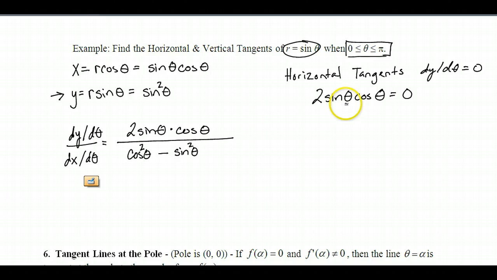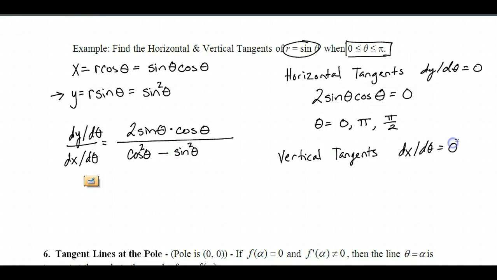So when does sine of theta equal 0? Well, that's when theta is equal to 0 or pi or 2 pi, etc. But I know I'm just going from 0 to pi. When does cosine of theta equal 0? That would just be pi over 2 for that domain that's given. Then, next I have to check for my vertical tangents. And our vertical tangents are where our slope, our derivative, is undefined. So where the denominator is equal to 0.